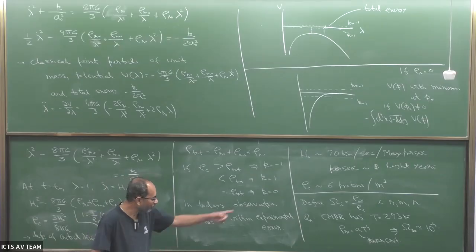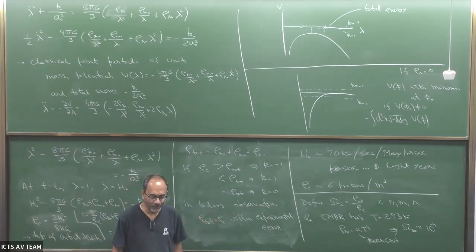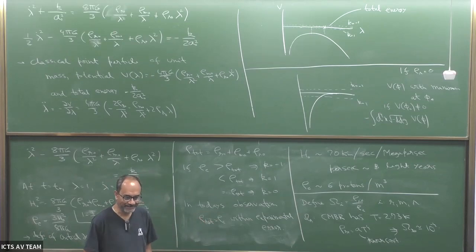No, today it's 2.73 K. Right? Long time ago, temperature was higher. Right? Today what we observe is 2.73 K.